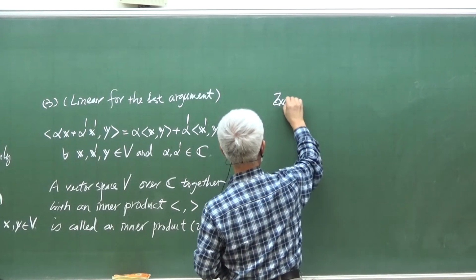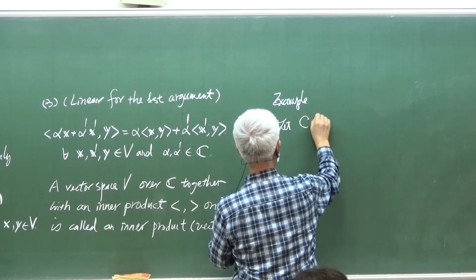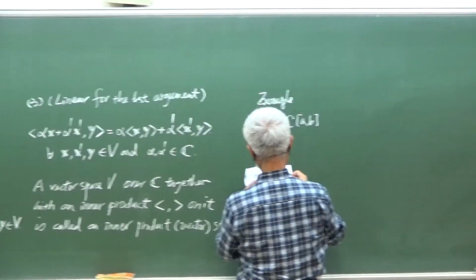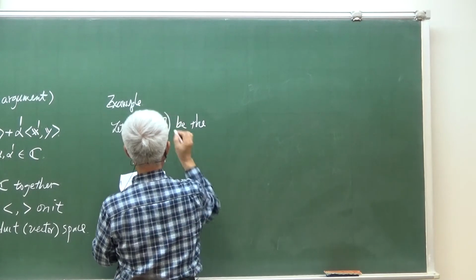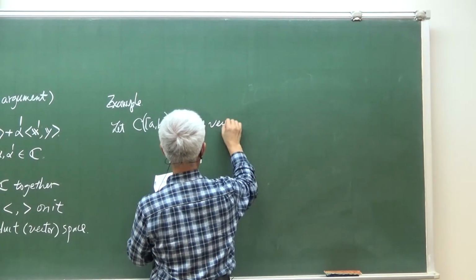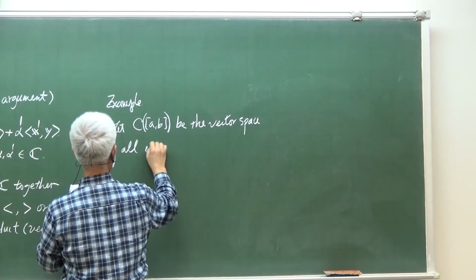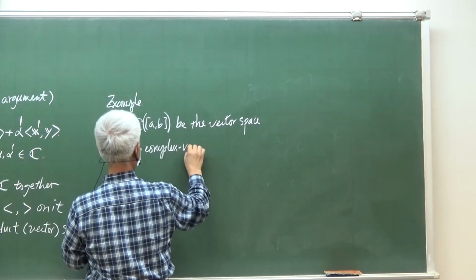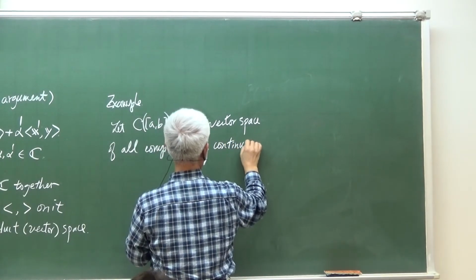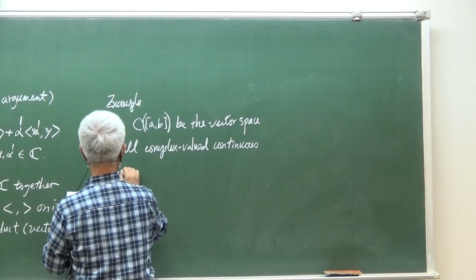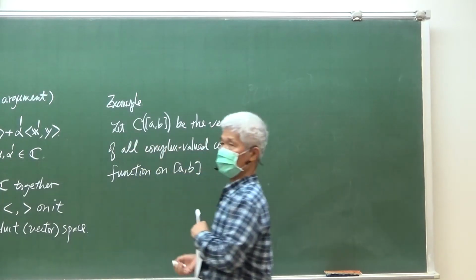Alright, let's take a couple of examples. We let C[a,b] be the vector space of all complex valued continuous functions on the finite interval from a to b.